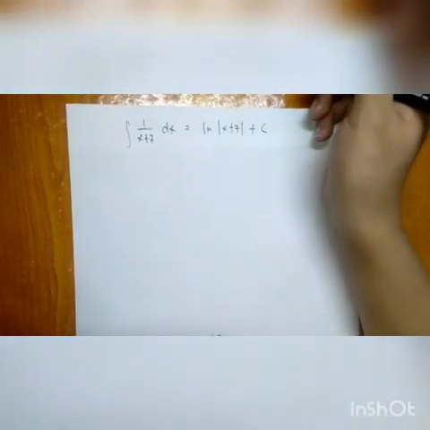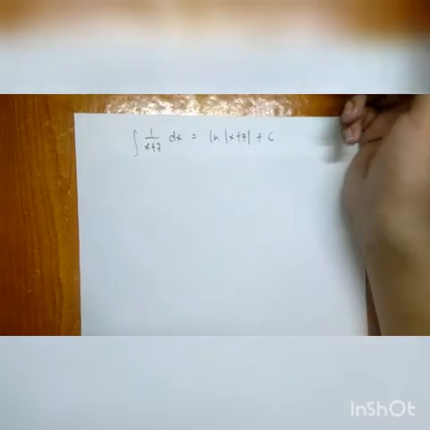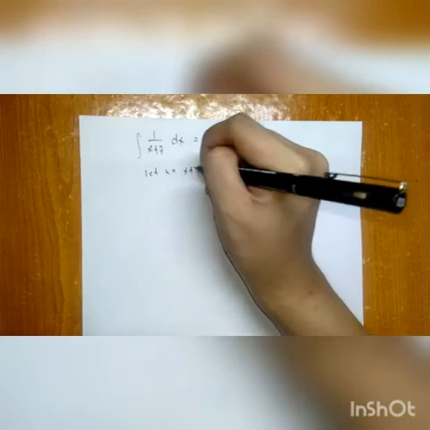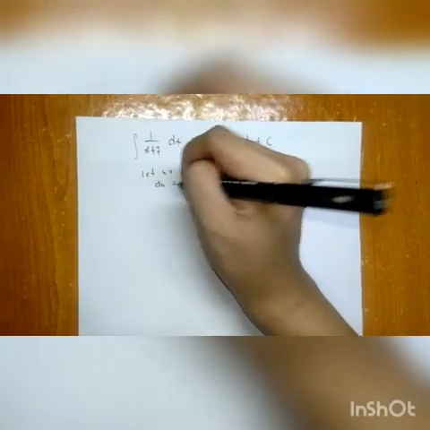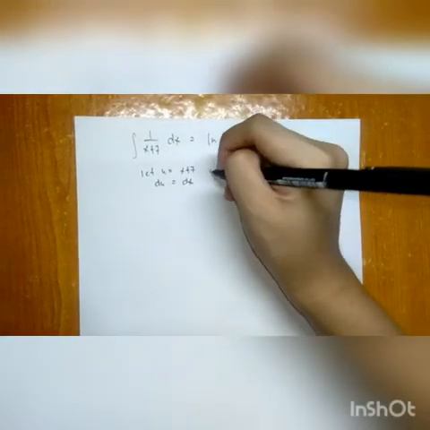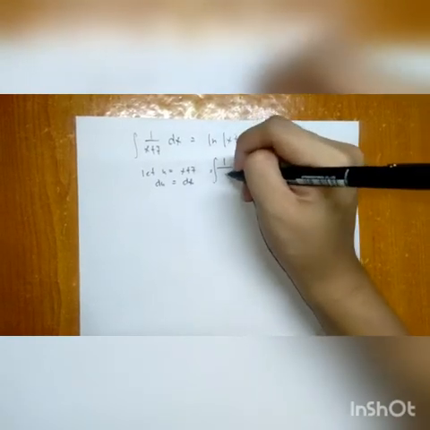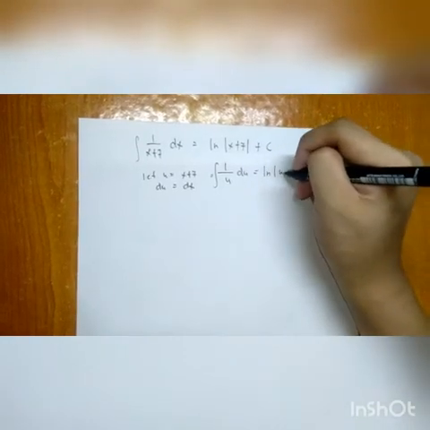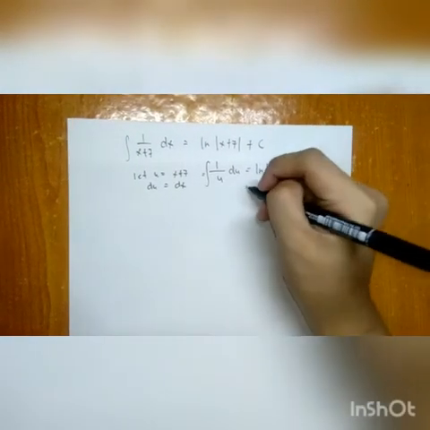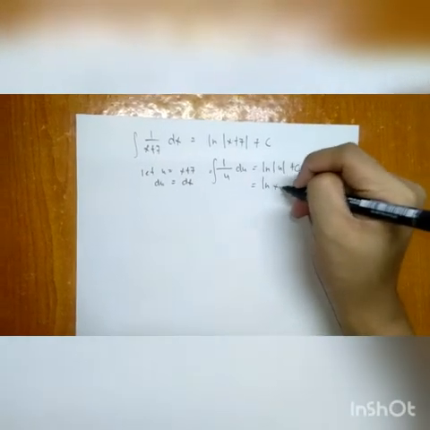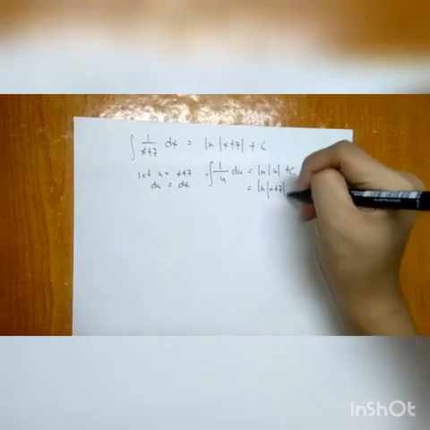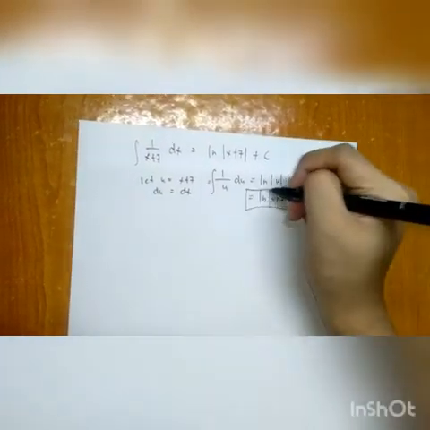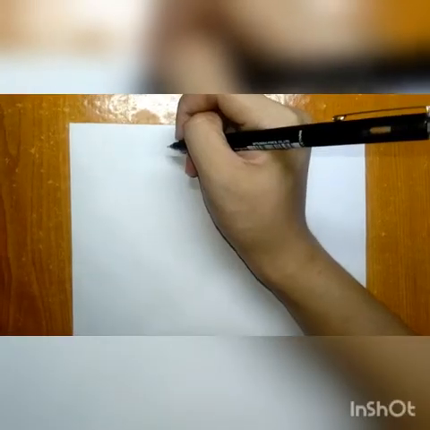I will show you how I got the answer by using u substitution. We will now let u be equal to x plus 7 and du equals dx. Now substitute: the integral of 1 over u du is equal to ln of absolute value of u plus c. Now, substitute u back to x plus 7 and put the absolute value, plus c. Here is our answer.